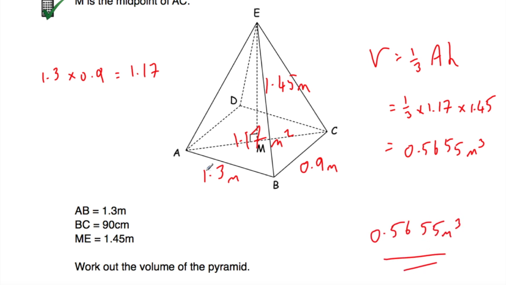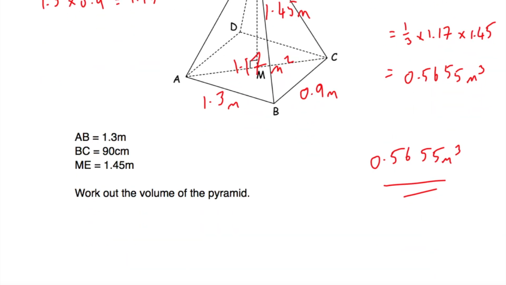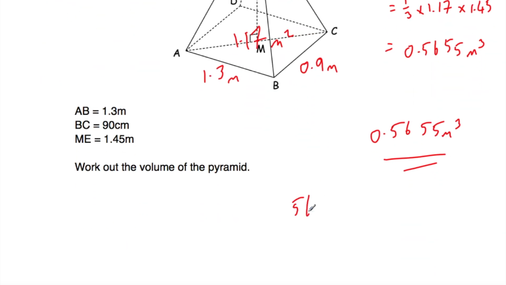If you had worked in centimeters rather than meters, you would have got 565,500. Actually, I'll just write that down in case you've done it that way. So you would have got 565,500 centimeters cubed, if you changed these measurements into centimeters, so 130 centimeters and 145 centimeters, and worked out the question that way. Or if you know the answer in meters cubed and you want to convert to centimeters cubed, you multiply by a million, because you're timesing by 100, 100, and 100 again.